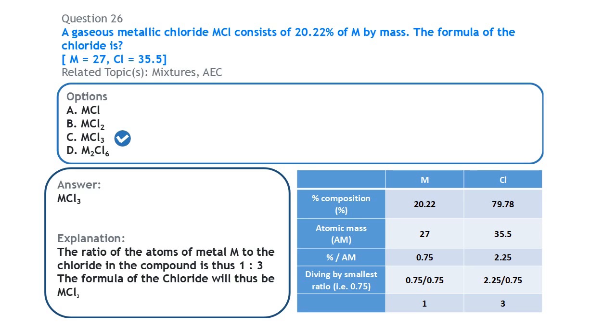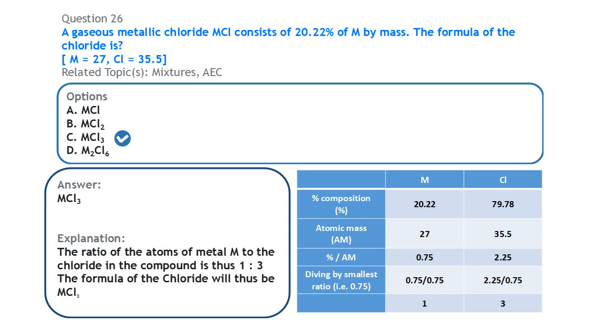The next thing we are going to do is use the atomic mass. The atomic mass of M is 27, of chlorine is 35.5. We will now divide the percentage composition by the atomic mass. That is, 20.22 divided by 27, and here we get 0.75. Then 79.78 divided by 35.5 will give 2.25.